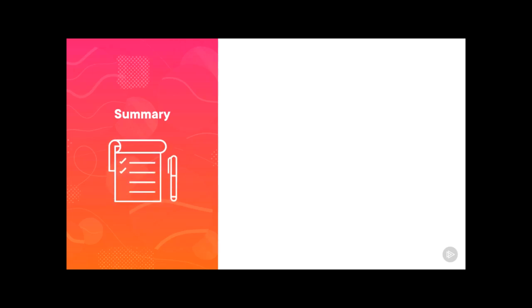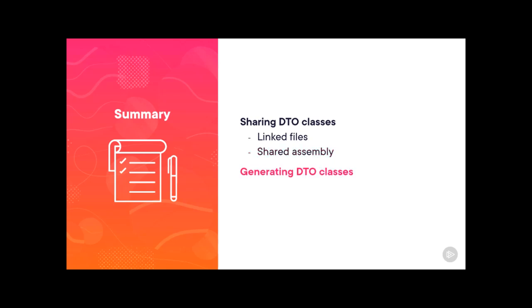In this course, you will learn all about using HTTP client and the HTTP client factory to integrate with an API. We learned that DTO classes can be shared between client and API by using linked files or a shared assembly approach. But we are mimicking a situation where we don't have control over the API, nor know in what technology it was built. Therefore, we used code generation via NSwag Studio to generate our DTO classes. This requires the API to have an open API description of itself, for example via Swagger.